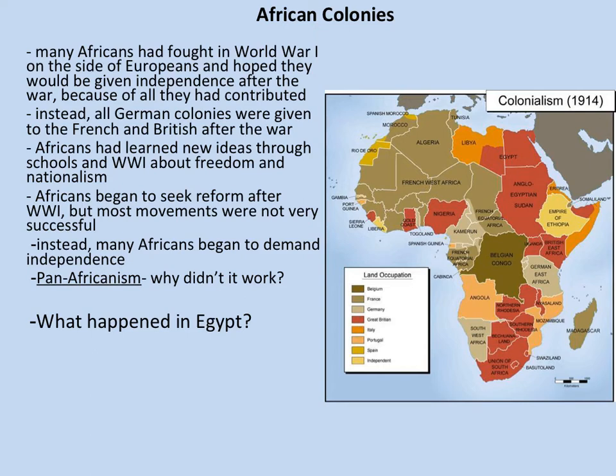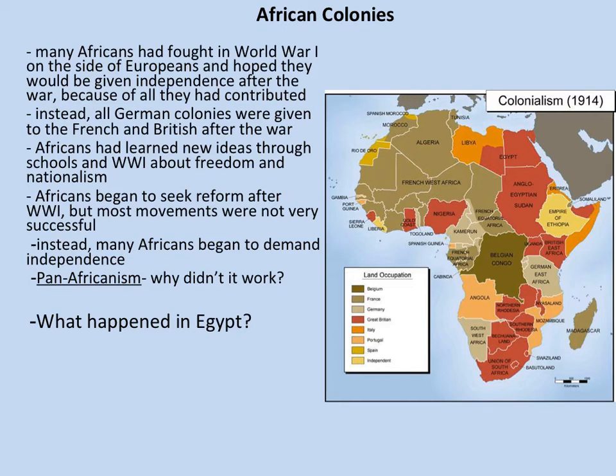Now let's talk about Africa. So many Africans had fought in World War I on the side of Europeans, and they hoped they would be given independence after the war because of all they had contributed. So we talked about that when we studied World War I. Instead, what happened is that the German colonies, rather than becoming independent, actually were turned over to the French and the British after the war.